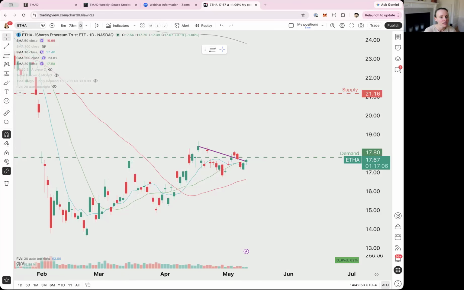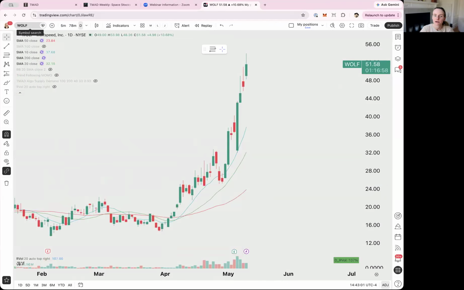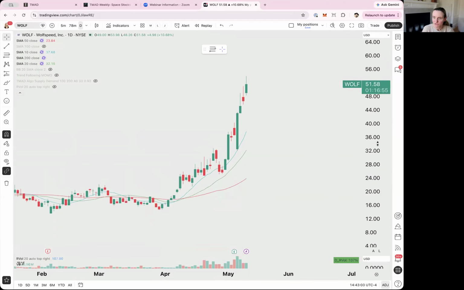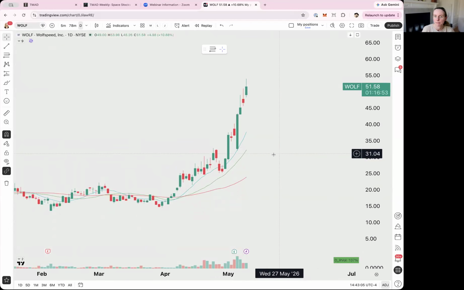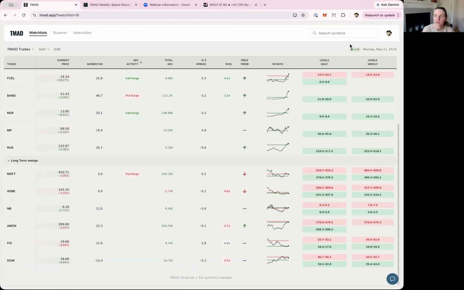Wolf, can you check Rocket Wolf and lagging DG? Okay, let me see. Wolf. All right. Wolf speed. Yeah, so this one is amazing. I mean, you just look at the trend, like most of those names, super overextended. Let me see on the scanner because I want to know where is our target. I will check target for you.